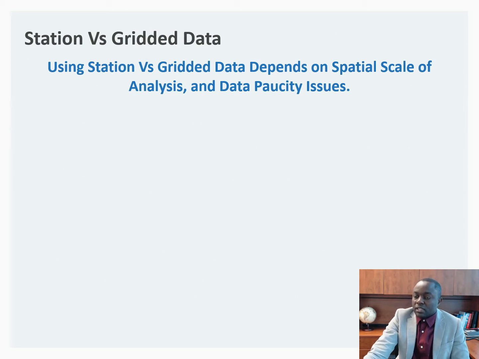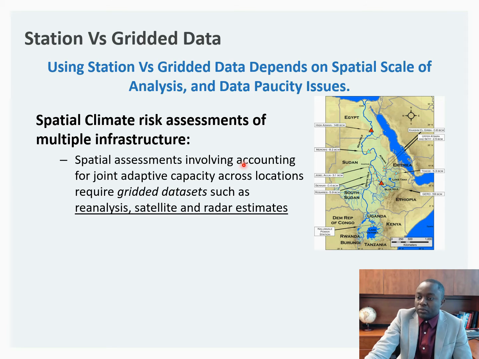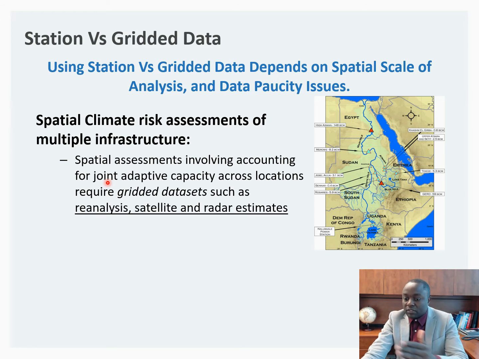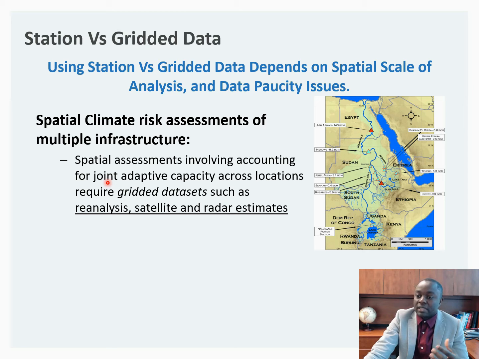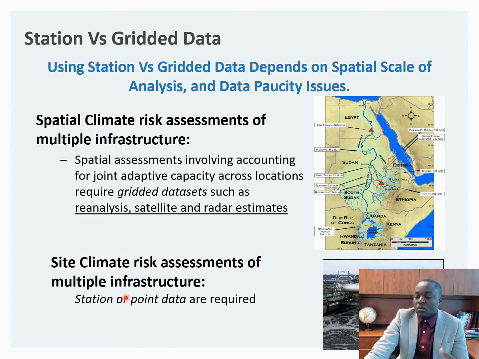So, station data versus gridded data. The usage of station versus gridded data depends on the scale of analysis. For example, for a spatial climate risk assessment involving accounting for joint adaptive capacity across locations, we will typically require gridded data sets such as reanalysis, satellite, and radar estimates, while for a site or point climate risk assessment, we will typically require station data for those kinds of assessments.